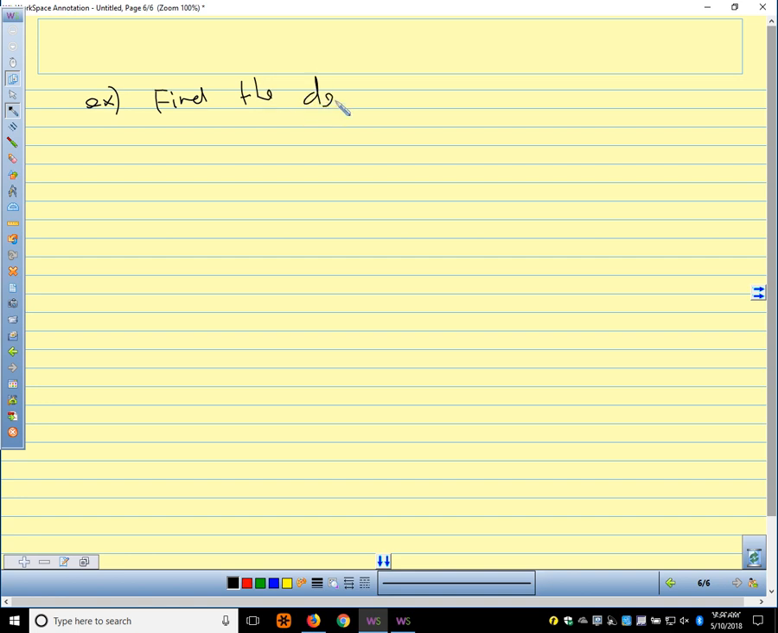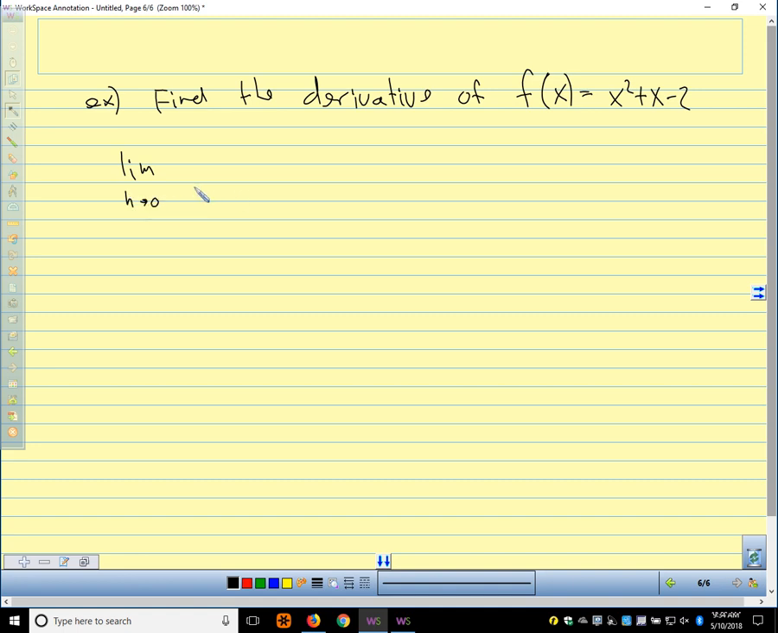Find the derivative of f of x equals x squared plus x minus 2. So we're finding that limit, f of x plus h minus f of x over h as h approaches 0. So we're looking at the limit as h approaches 0 of f of x plus h: x plus h squared plus x plus h minus 2. That's f of x plus h.